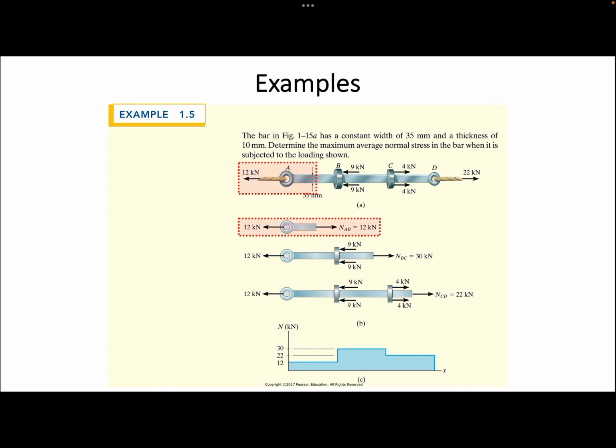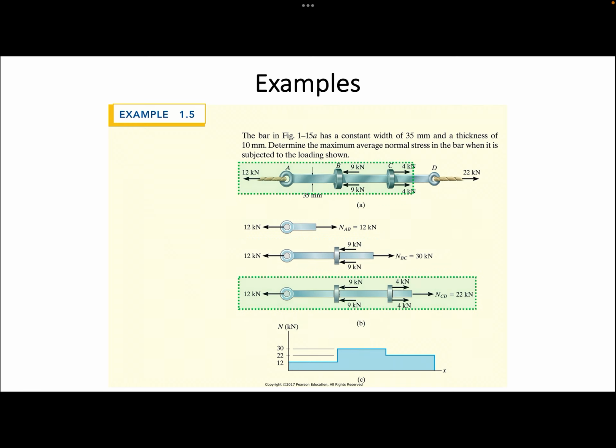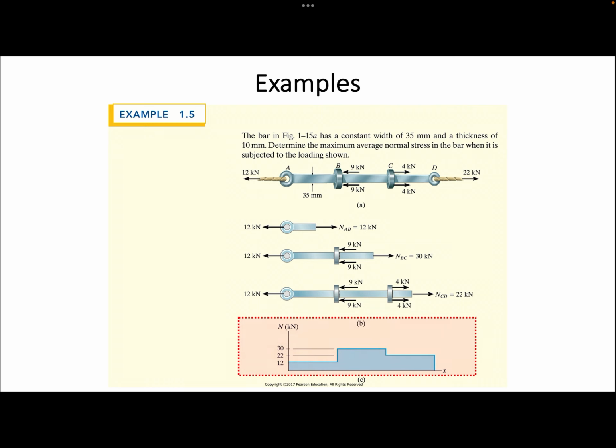Then, based on the force equilibrium, we can find the resultant internal normal force in segment AB to be 12 kN. We do the same for segment BC and segment CD. Then we can plot something called a normal force diagram, which is similar to the shear and moment diagram that we learned in statics. But this diagram indicates the normal force for the entire bar in each segment.